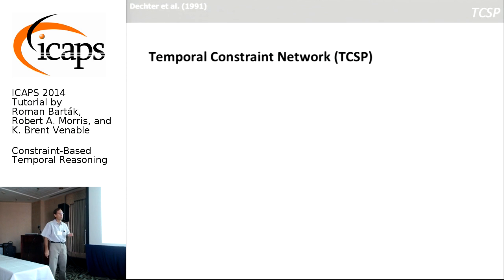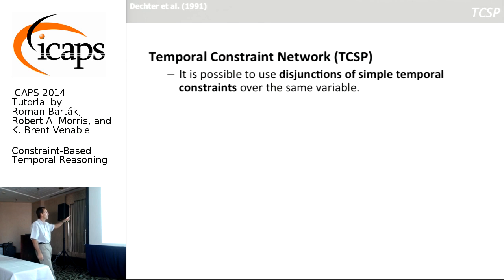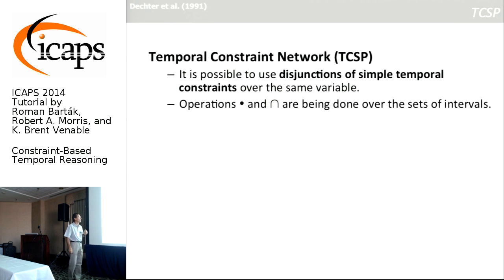So this is what's called a temporal constraint network. It's basically a simple temporal problem where we allow specifying the distance between two time points not as a single interval, minimum and maximum distance, but as a set of intervals. That's the difference, right? So we can specify disjunctions of simple temporal constraints, but over the same variables, over the same pair of temporal points. So it's not a general disjunction. You will see later that for general disjunction, we have a slightly different framework. So between the same pair of time points.